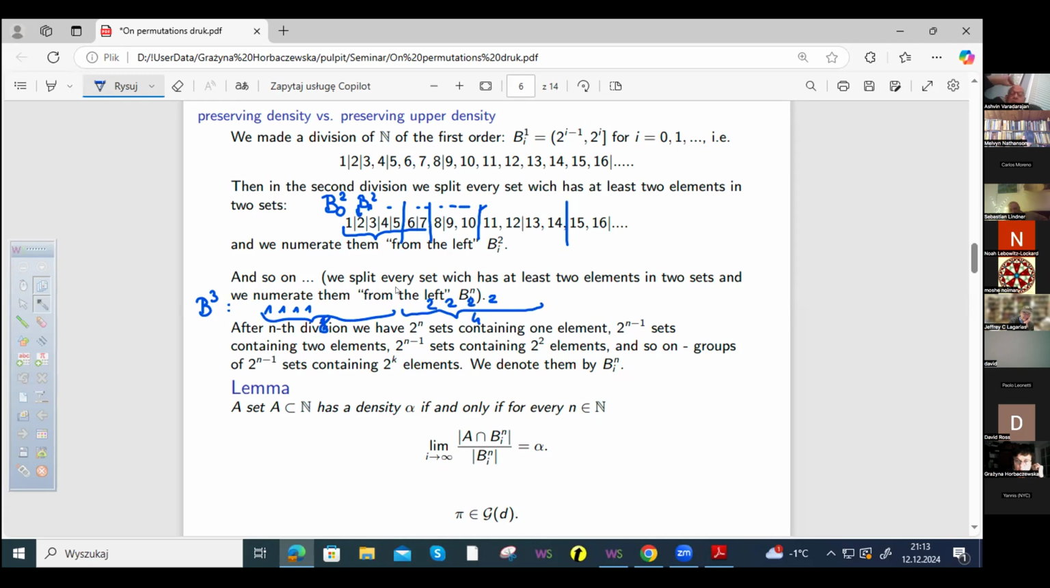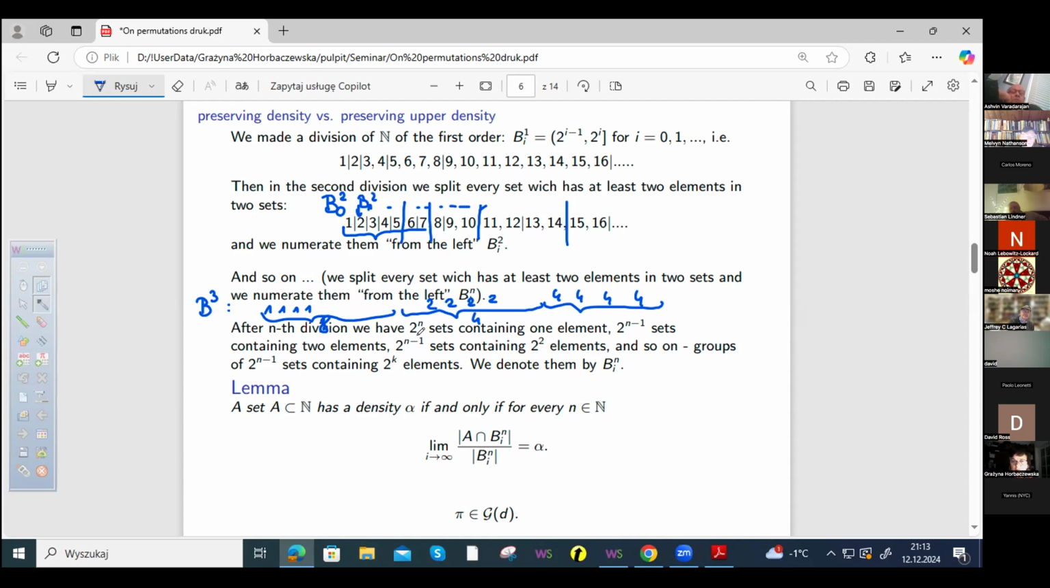Then we have 4 sets with the cardinality 4, and so on. And we repeat this procedure. In the next step, I'm going to divide these sets containing more than 1 element into 2 sets. And here also we divide them into sets consisting of 2 elements. So we get more sets which are singletons, and then groups.